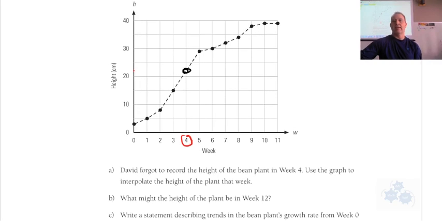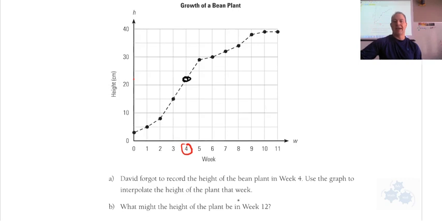All right, so what might the height of the bean plant be in week 12? Okay, so now obviously week 12 is outside of the data that we've taken, right? So this would be an example of extrapolating. So it's not inside the points. We're not trying to judge what these values might be inside here, but instead we're looking beyond.